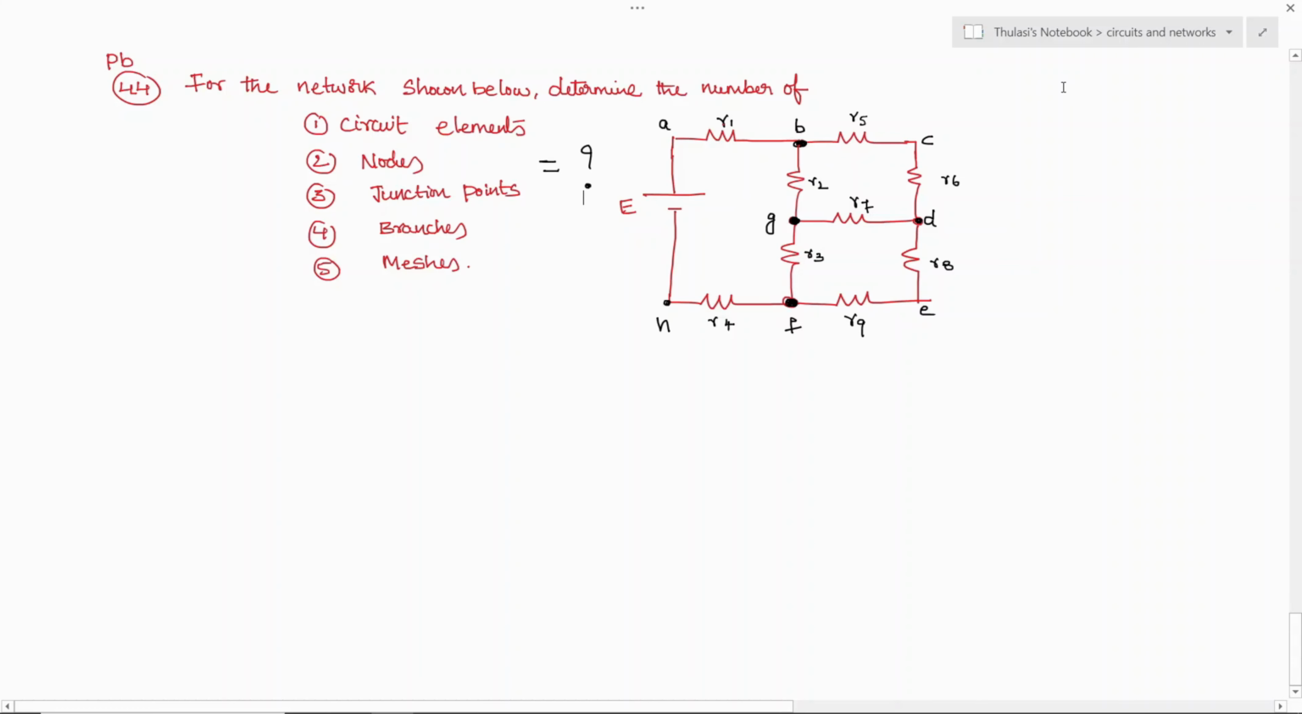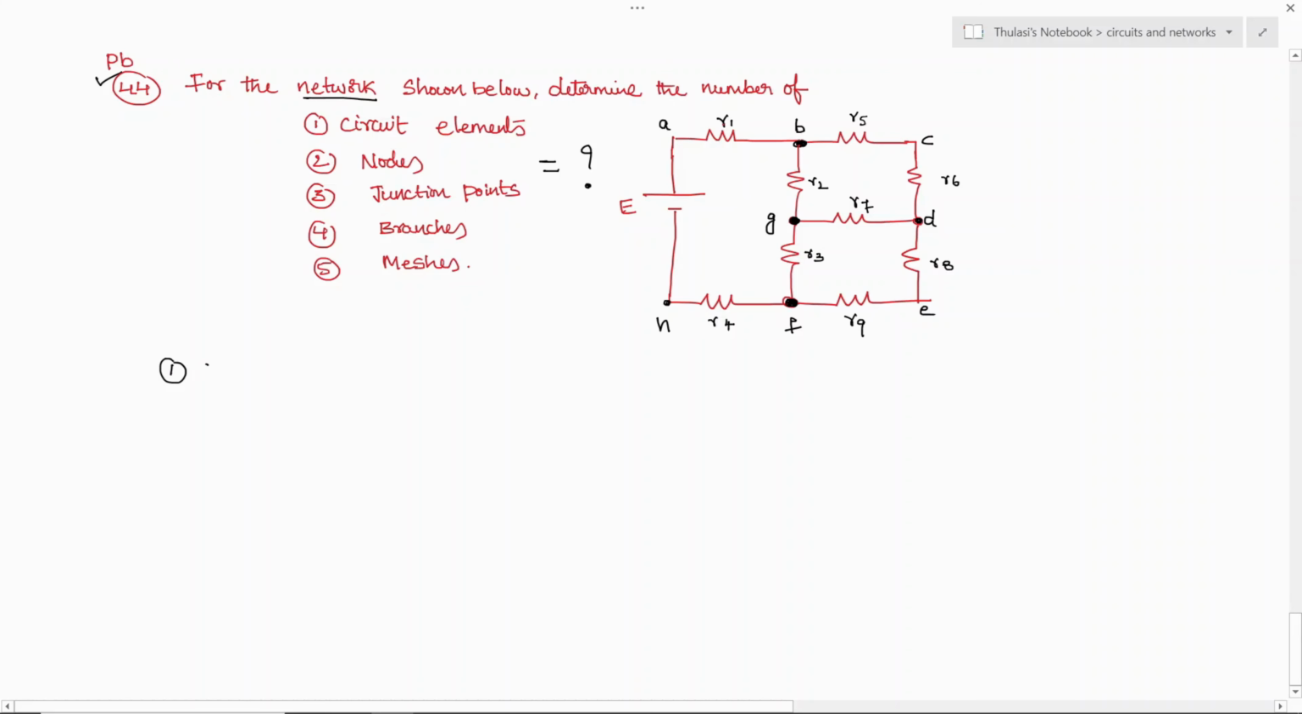Today we are going to solve problem number 44 on nodal analysis. Here the problem given is for the network. So this is closed path circuit 1, circuit 2, circuit 3. Therefore this is called an electrical network. Determine the number of circuit elements, nodes, junction points, branches, and meshes. Step by step, let's try to solve.